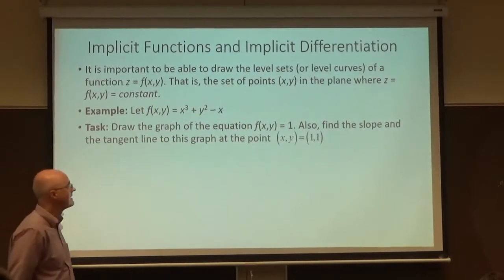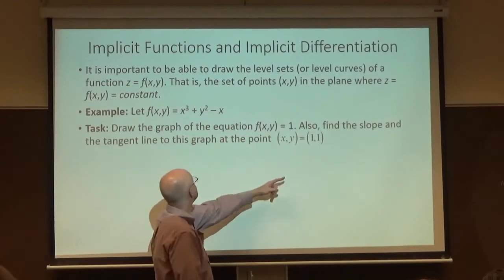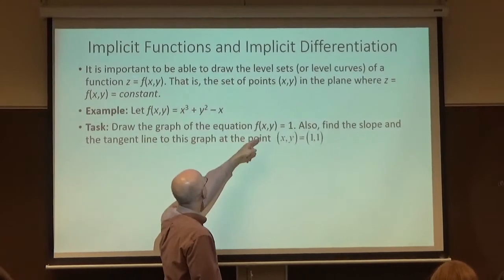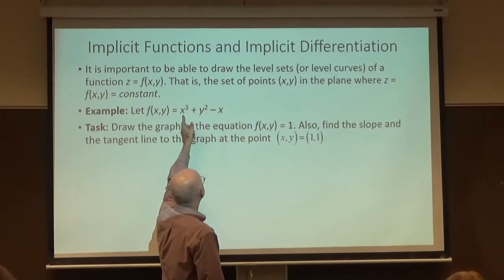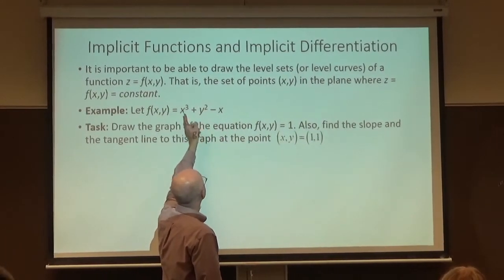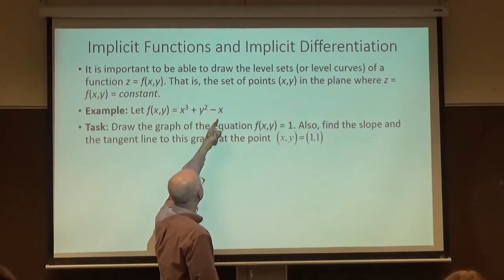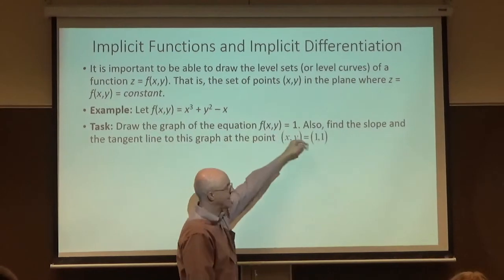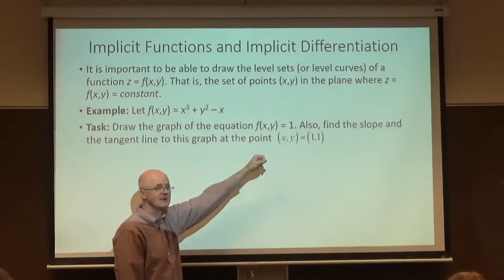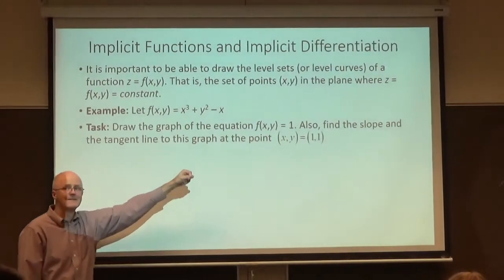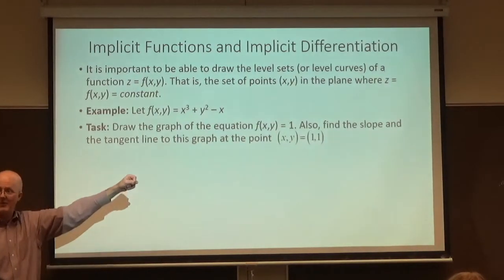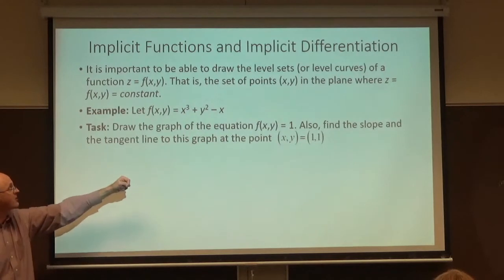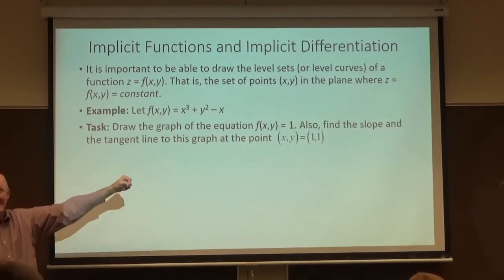Before I do anything, do notice this point does satisfy this equation. If you plug in x equals 1 and y equals 1, you'll get 1 cubed plus 1 squared minus 1. 1 plus 1 minus 1 is 1. It does satisfy this equation. I'd like to find the slope of the graph of that equation at that point, and ultimately the equation of the tangent lines of the graph.